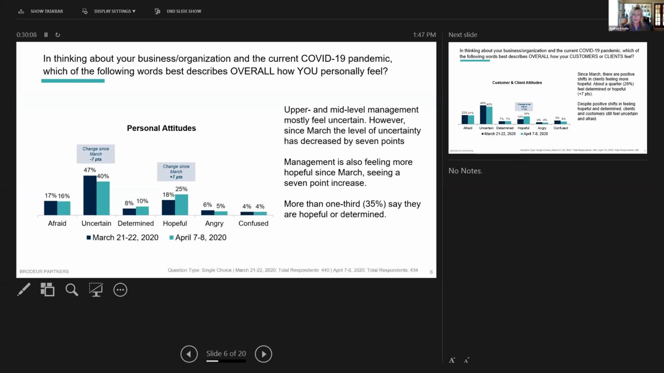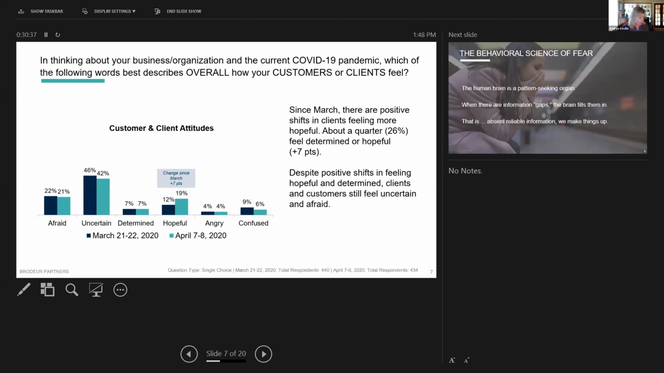You're seeing the uncertainty in terms of personal attitudes is still the highest yet. Kind of fun that we're seeing more hopeful people. The hopeful metric has grown, which is great. But the afraid and uncertainty obviously is still the highest scores overall. Now let's take a look at what customers are doing.